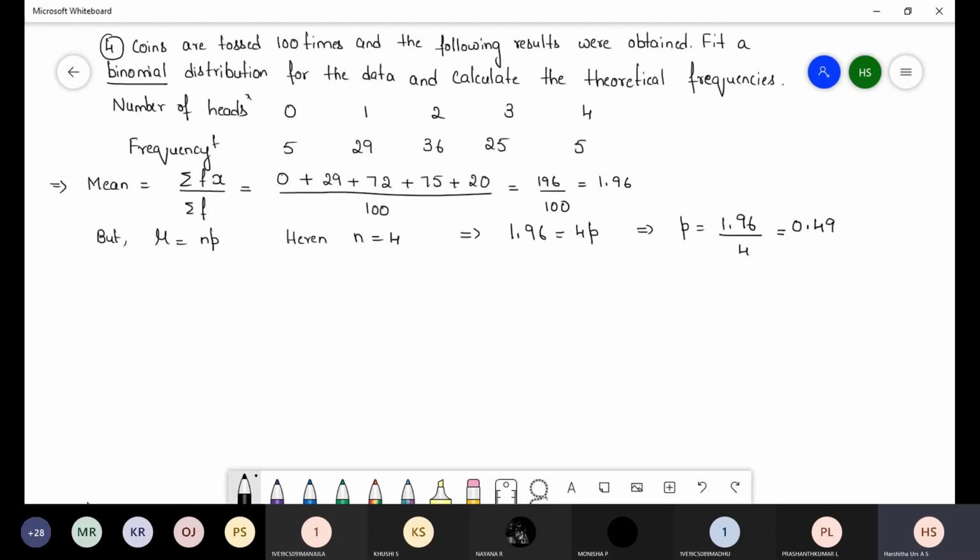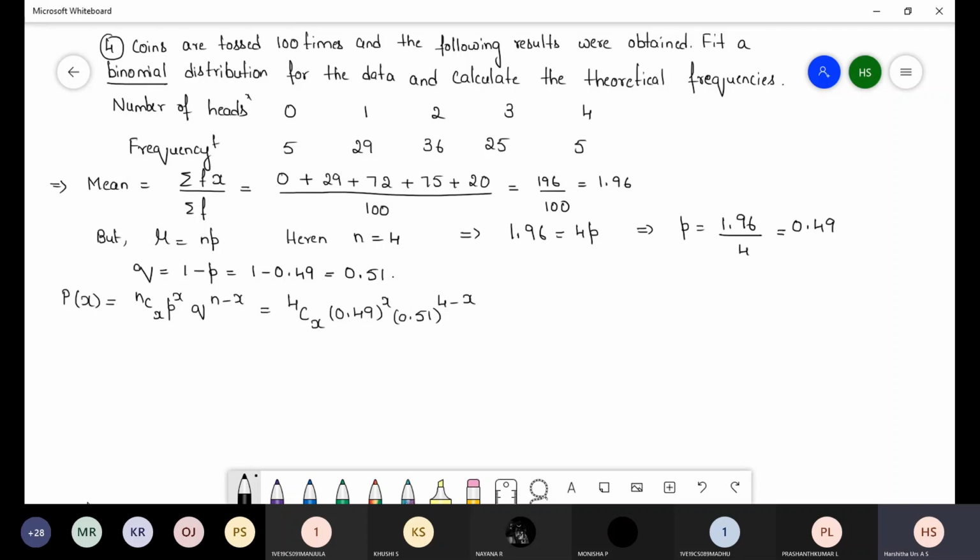0.49. Once we find the p, we will go to the q. q is equal to 1 minus p. So 1 minus 0.49 is equal to 0.51. Now we write the binomial distribution probability function, that is p of x is equal to nCx p power x q power n minus x. N value is 4, p value is 0.49, q value is 0.51, power 4 minus x.